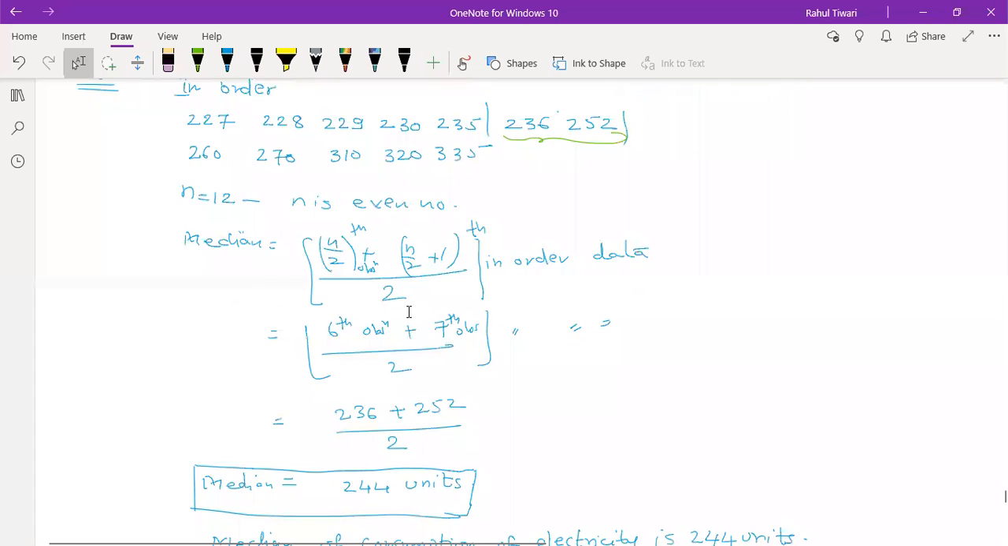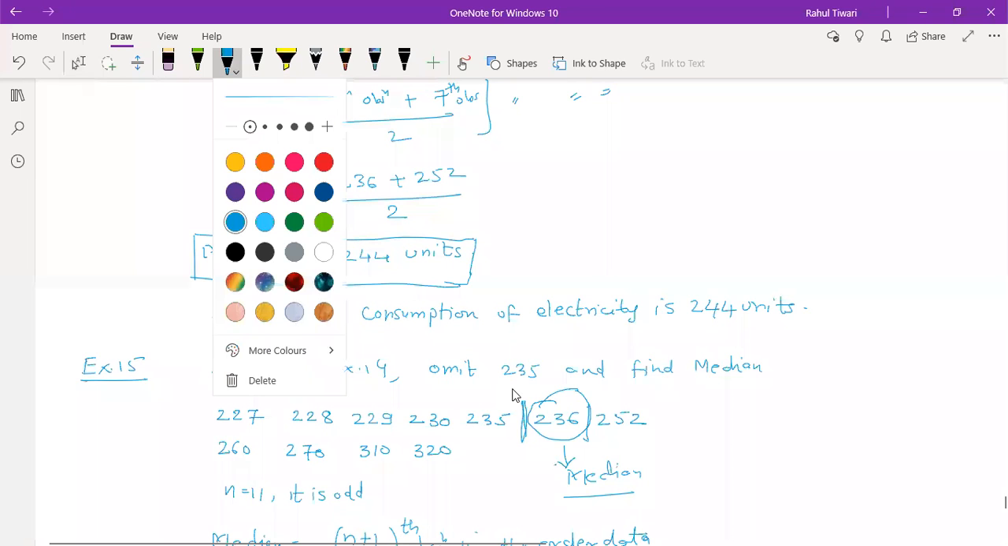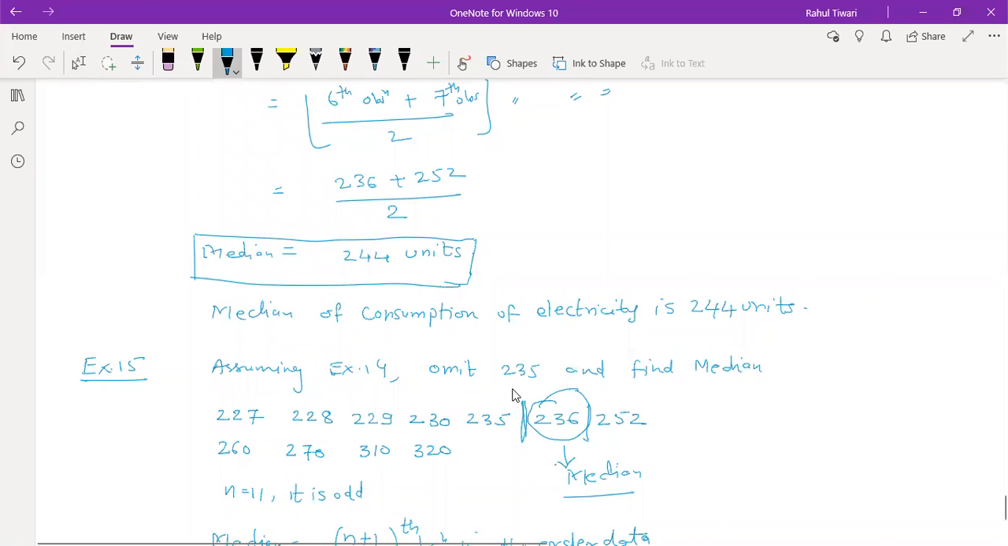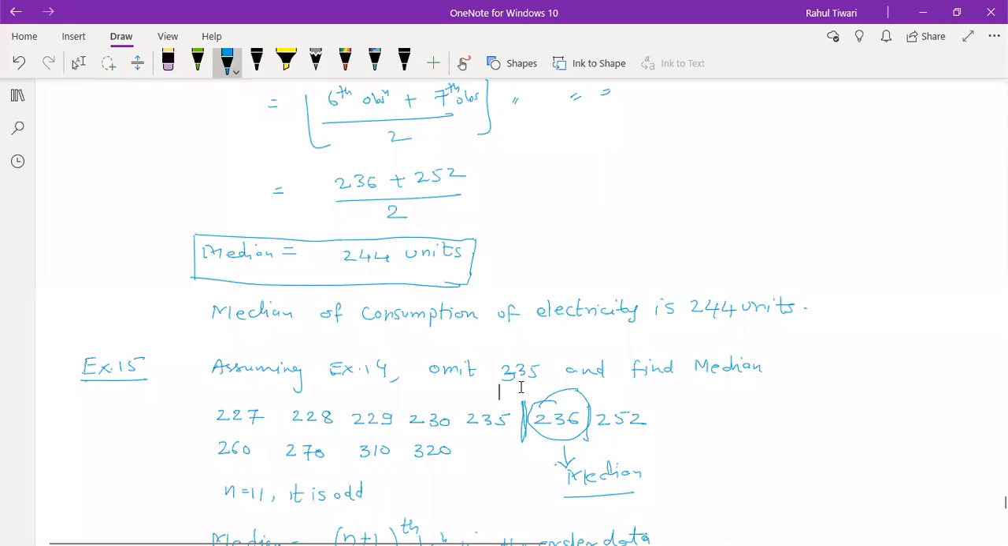Sir, why did you remove 335? There it was written 235, right? Sorry, 335. While saying I said last observation, but I wrote 235. It is the last observation. Any other question?